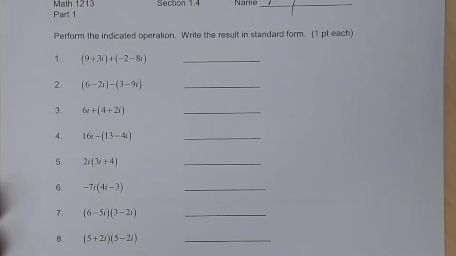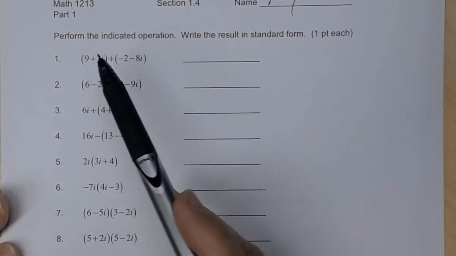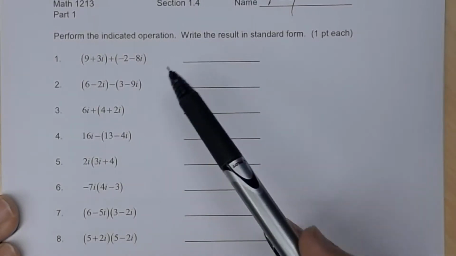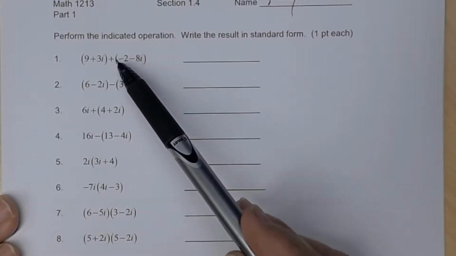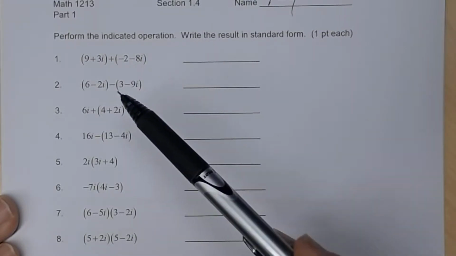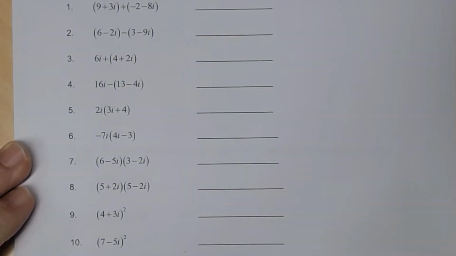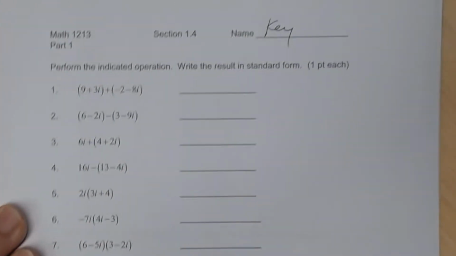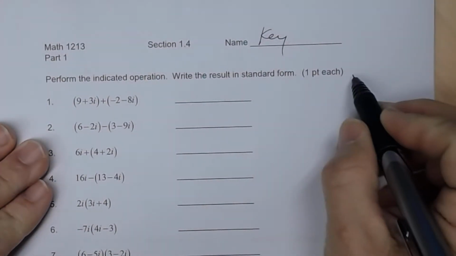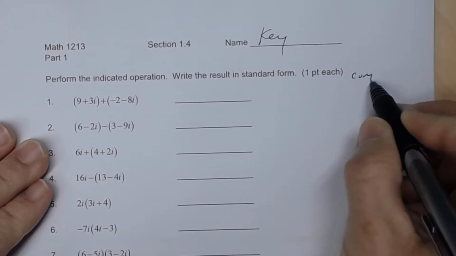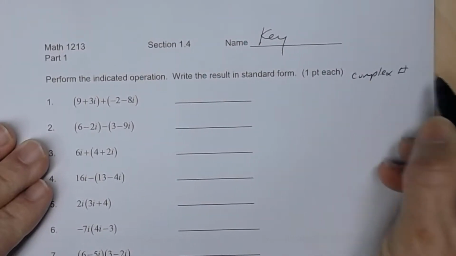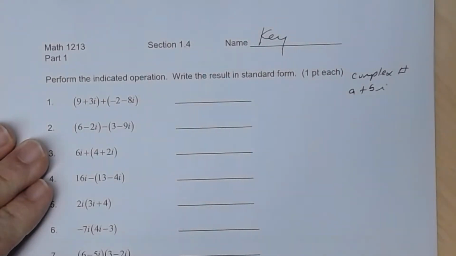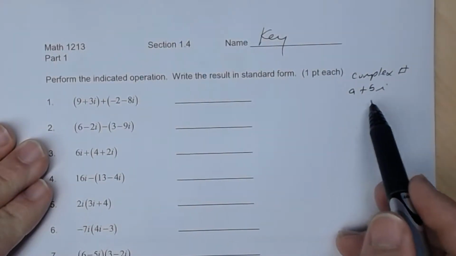Okay, so this is the key to section 1.4 part 1, and on this worksheet you're adding complex numbers, you're subtracting complex numbers, you're multiplying complex numbers, and then you're dividing complex numbers. So remember, a complex number is a number of the form a plus bi. Okay, so that's a complex number. So it's a number of that form.